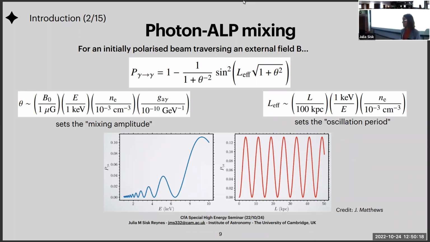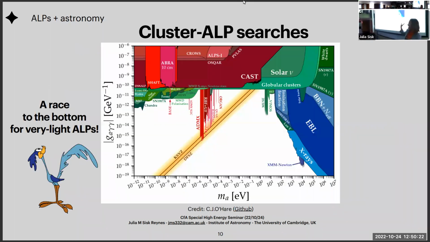Any more questions? So as you can see, we can try to look for these energy-dependent spectral distortions or modulations induced by this non-zero mixing probability and constrain axions in a very wide range of masses. And this allows us to build up these so-called exclusion curves.